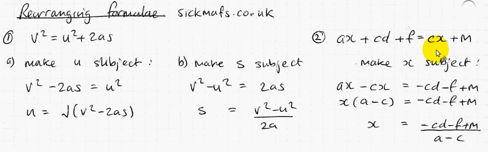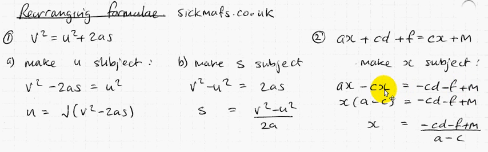So, what do we do first? I'm going to move all the x's to this side of the formula. There's x's over here and there, so I'm going to move that cx to there. The ax is already on this side of the equal sign. So cd and f I'm going to move to the other side, so it becomes a minus cd and a minus f as you've got here, and the m is already there, so I just keep writing that, plus m. So now I've got ax minus cx equals minus cd minus f plus m.